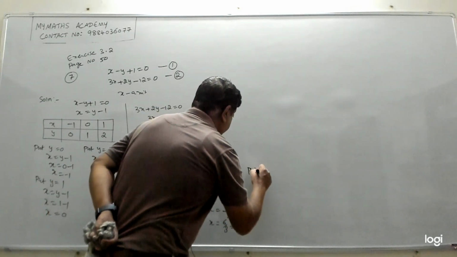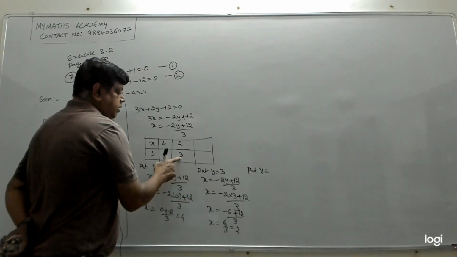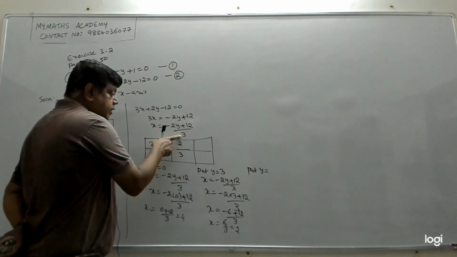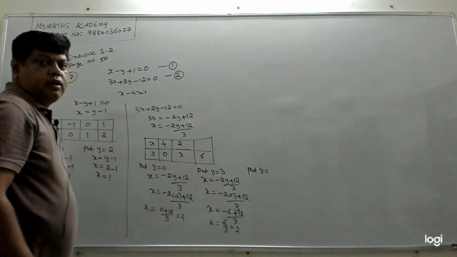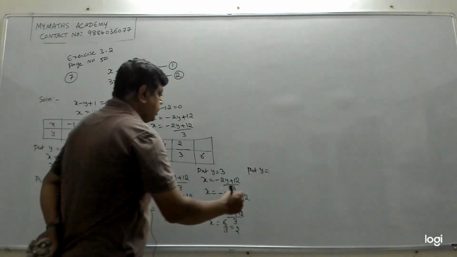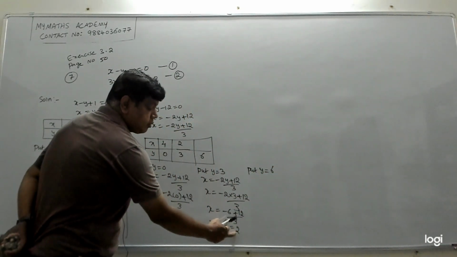Now, next value again we have to be careful. We'll put y is equal to what? Whatever is the value we've substituted, 3, the latest value. With that 3, you add this 3. What is 3 plus 3? 6. Right? Now put y is equal to 6. So see, we got x is equal to nice number 2. We did not get fraction.